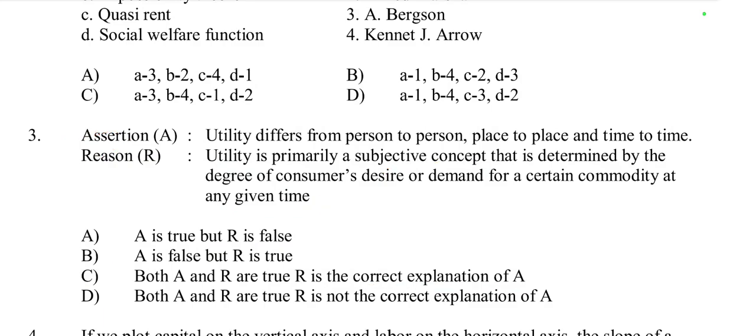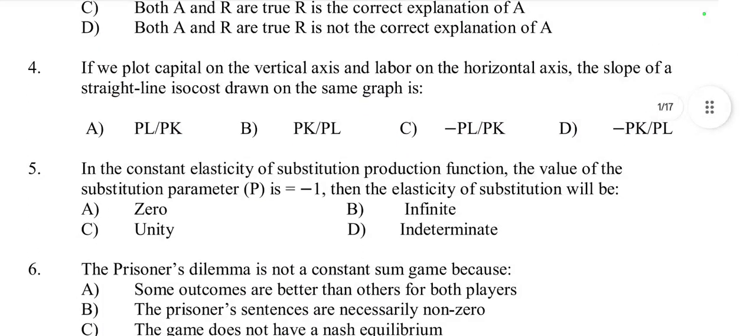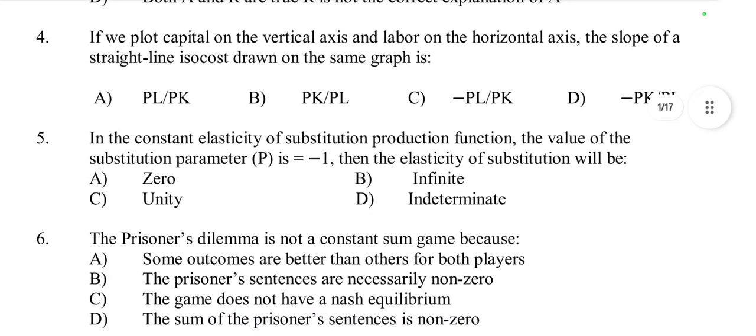So here both A and R are correct, and R is the correct explanation of A. C is right. Then question number 4, if we plot capital on the vertical axis and labor on the horizontal axis. So here the question given is, we plot capital on the vertical axis and labor on the horizontal axis.